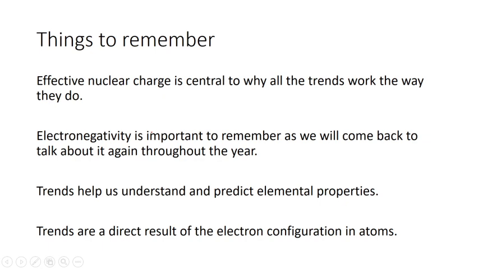So when you're thinking about things to remember from this, effective nuclear charge is central to why all the trends work the way they do. Electronegativity is important to remember, as we'll come back to it and talk about it again throughout the year, especially during bonding. The trends help us understand and predict elemental properties, and the trends are directly related to the electron configuration in the atoms. So there you go. That's periodic trends.